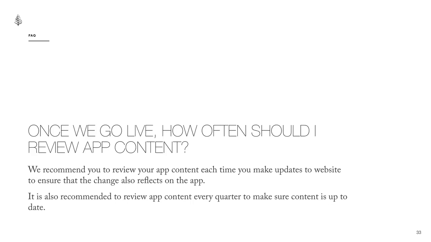And another question that came in was, once we go live, how often should I review app content? So we recommend you review your app content each time you make updates to the website to ensure the same update is reflecting on the mobile app. But it is also recommended to review the app content every quarter to make sure content is up to date. You might find that you have winter offerings in the app when it's actually summer already. So it's just good practice to cross-check that what's on the website is reflecting what's on the mobile app.